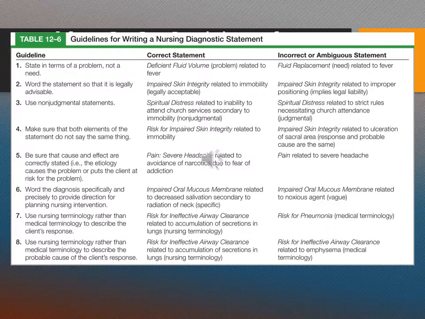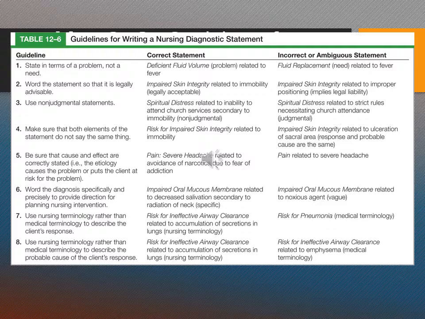We're also going to make sure that both elements of the statement do not say the same thing. Risk for impaired skin integrity related to immobility, that is saying two different things. But if we say that someone has impaired skin integrity related to ulcerations of the sacral area, that response and probable cause are exactly the same thing. We might have impaired skin integrity related to immobility, and then as evidenced by ulceration of the sacral area.